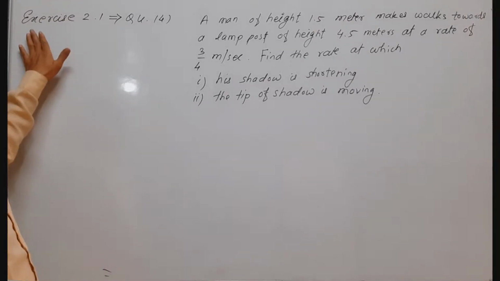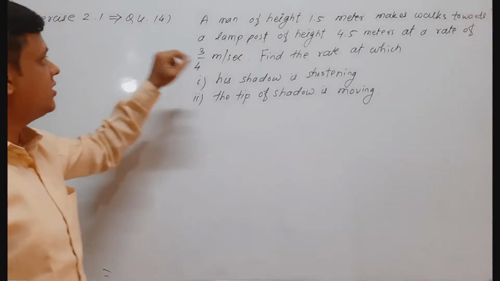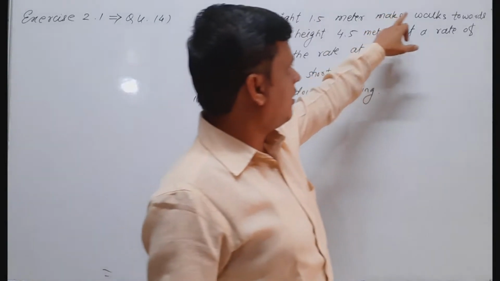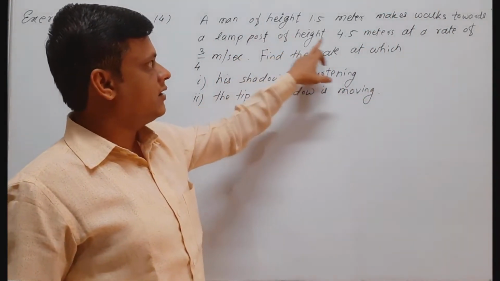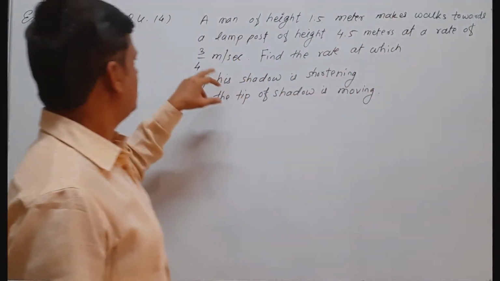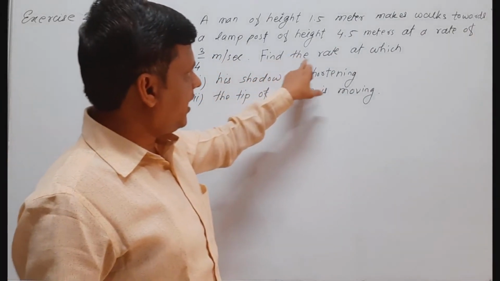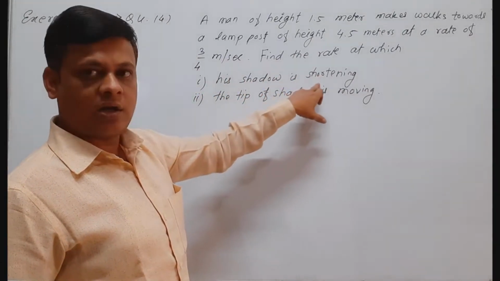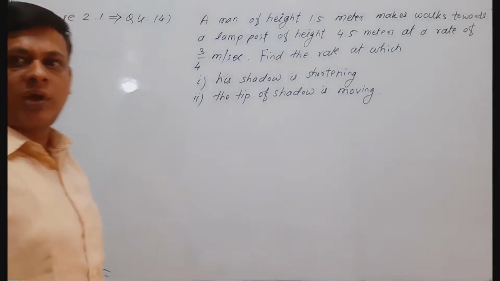Now see question number 14 from exercise 2.1. The question is: a man of height 1.5 meter walks towards a lamp post of height 4.5 meters at a rate of 3/4 meter per second. Find the rate at which, number 1, his shadow is shortening, number 2, the tip of the shadow is moving.